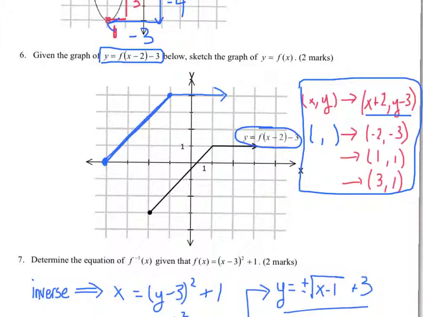Well, the original value of x must have been -4, since if you add 2 to -4, you get -2. And the original value for y must have been 0, since if you subtract 3 from 0, you get -3. And so that gave me this point over here on the graph of (-4, 0). From here, I'll let you finish that off, but that should be your final graph.